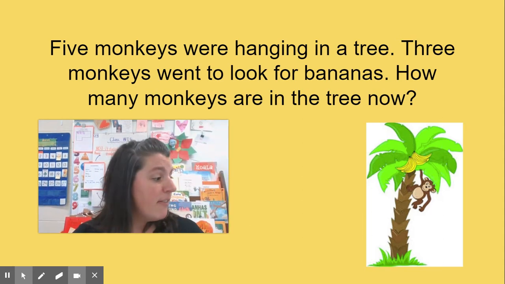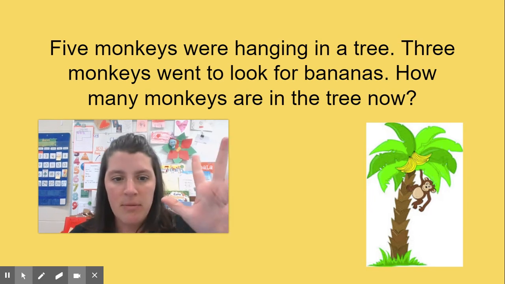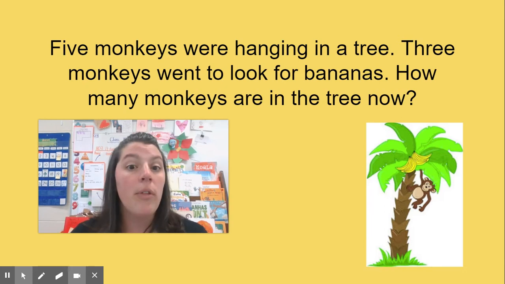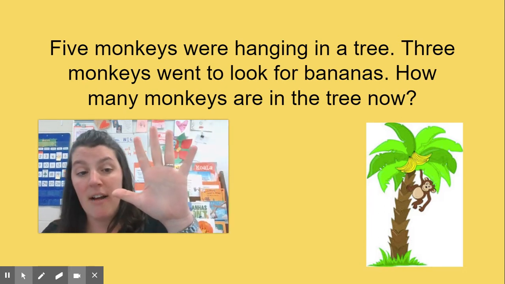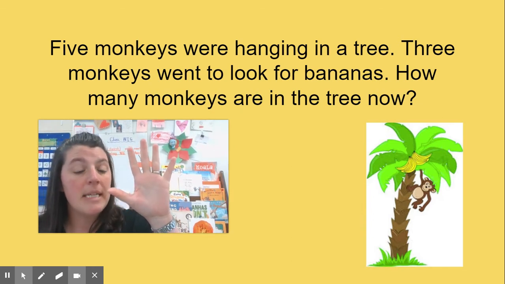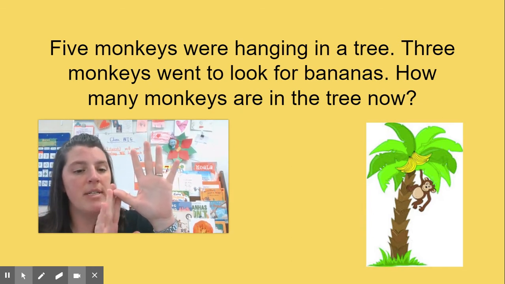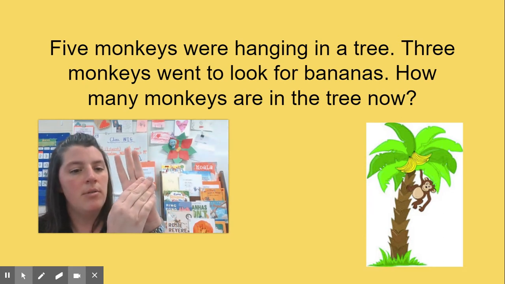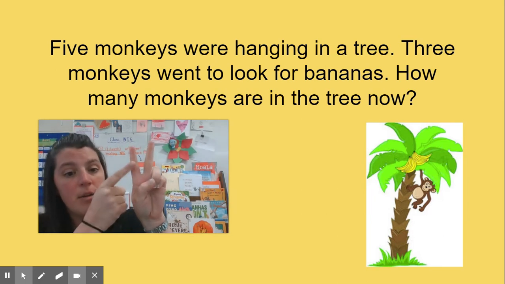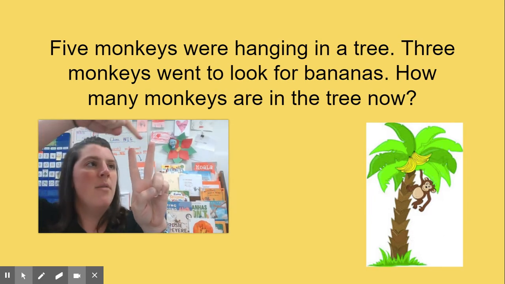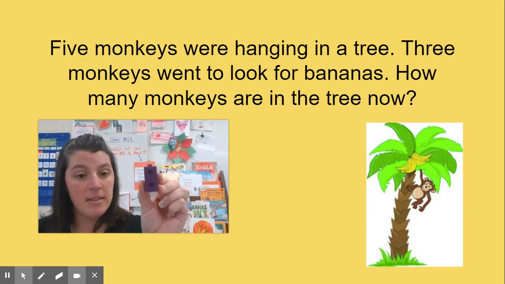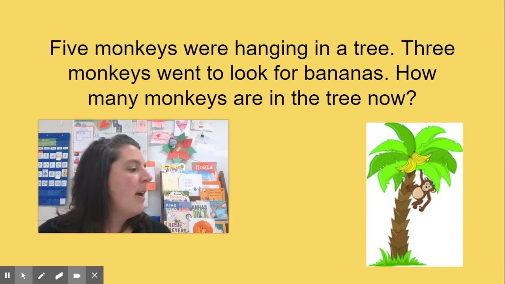Let me show you a different way you might have done it. Some friends represented it with these, your fingers. We're going to start with what we know. There are 5 monkeys in the tree. Look, perfect. I have 5 fingers. Now what happened? 3 monkeys left. They went to look for bananas. So I'm going to put down 1, 2, 3. These are my monkeys that went to look for bananas, and these are my monkeys that are still in the tree. How many are still in the tree? 2. We got the same answer. That's a good sign, isn't it?